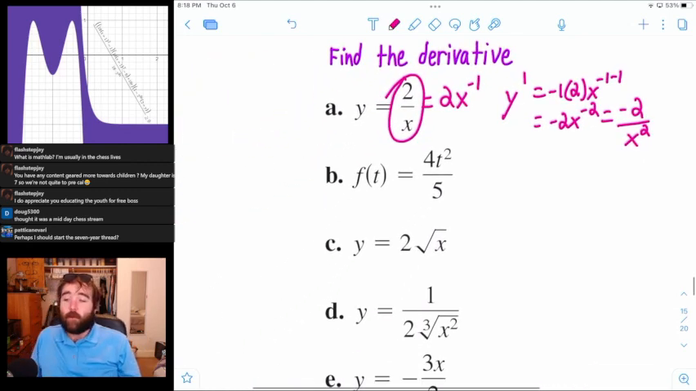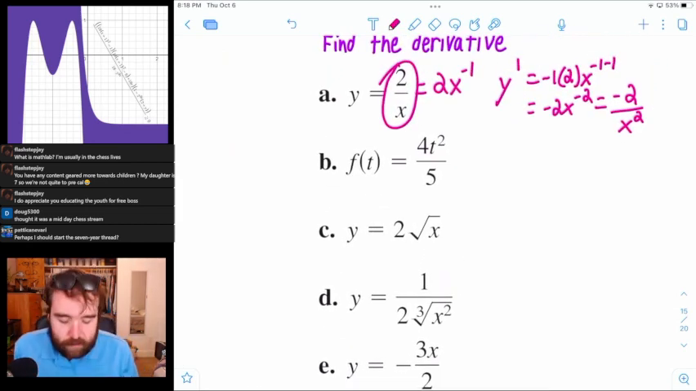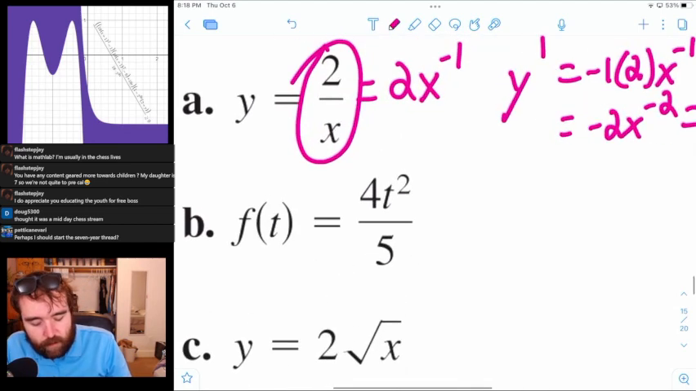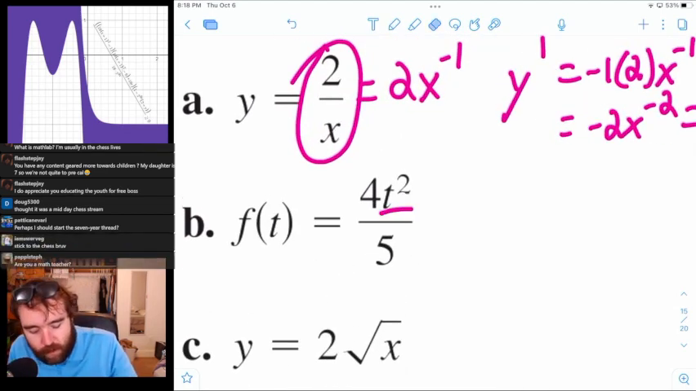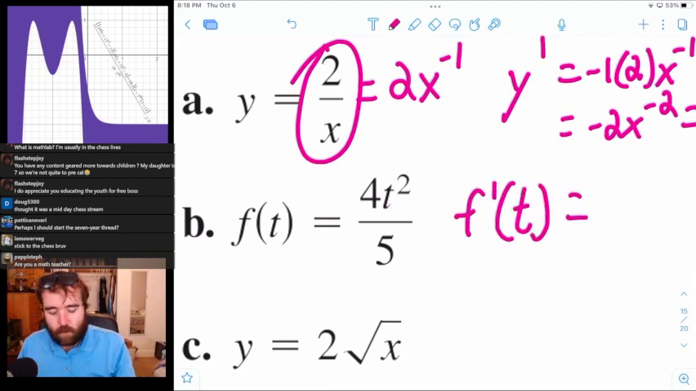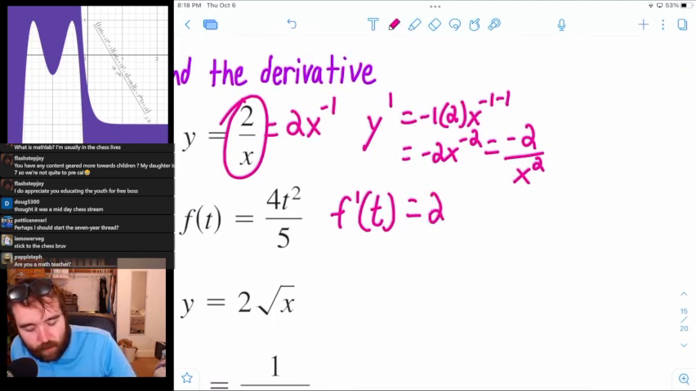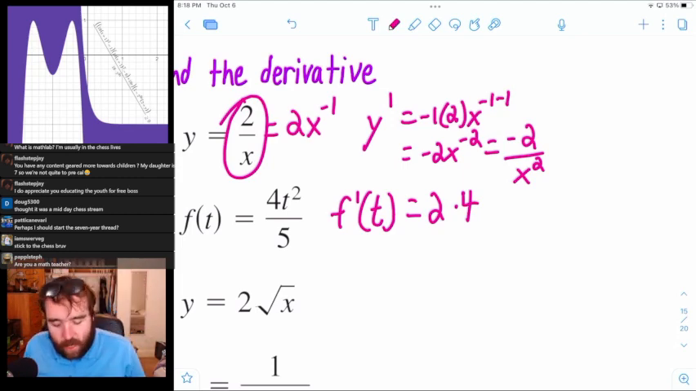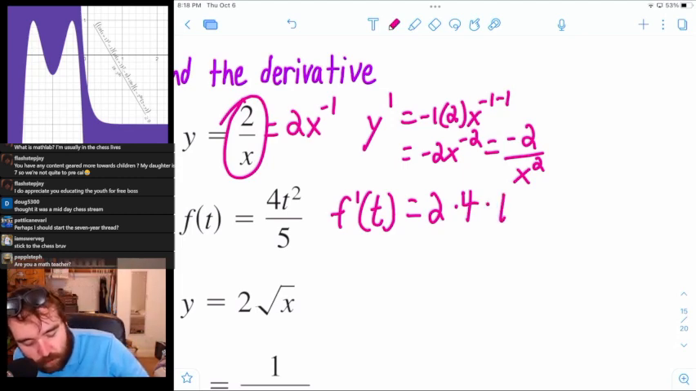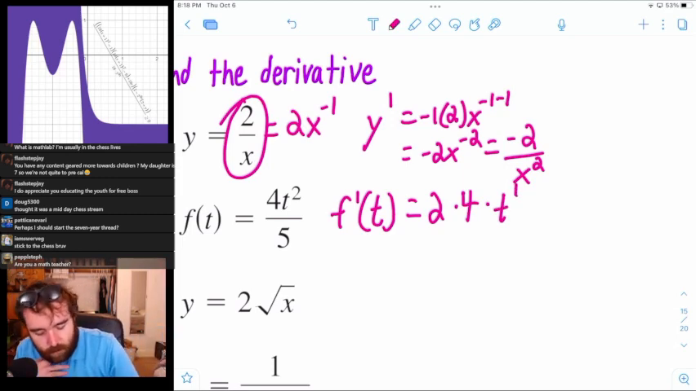All right, so that felt like a whole problem, but that was just part A. So what do we do the next one? Well, the next one we don't even have to rewrite. See, it's already just like the variable to some power, so we can just go ahead and do it. So when we find f prime of t, what are we going to do? Well, we're going to bring the power to the front. So I'll go ahead and write it out now. We're going to do the 2 times the 4 and decrease the power by 1. So 2 decreased by 1 becomes 1.